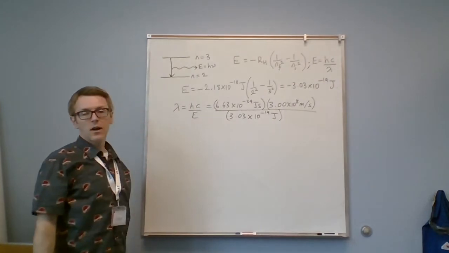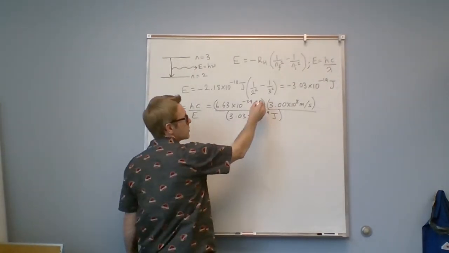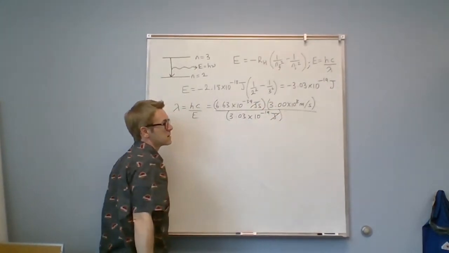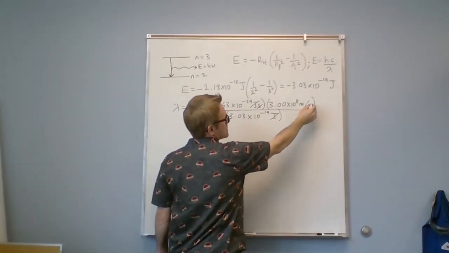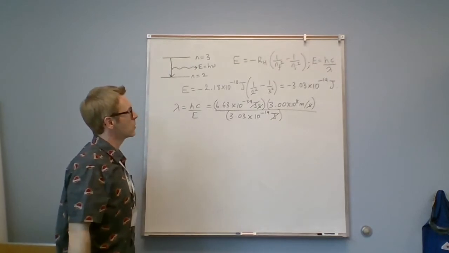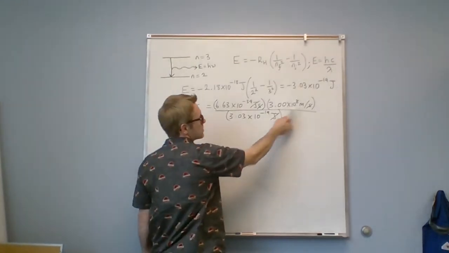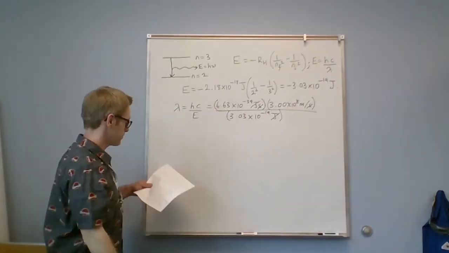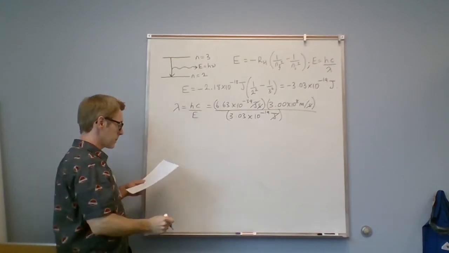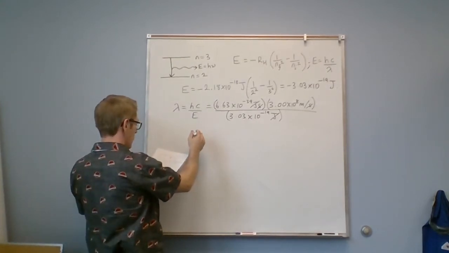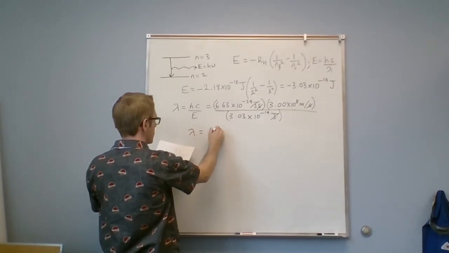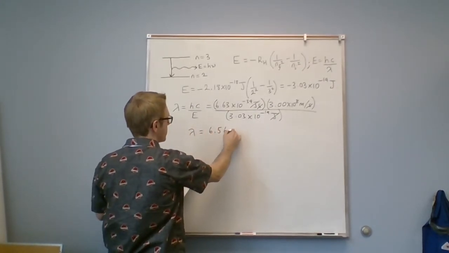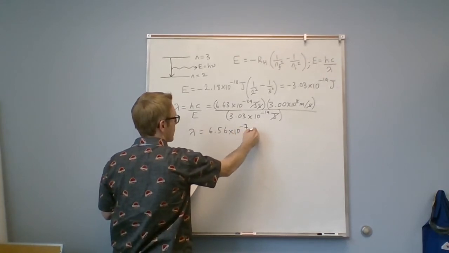You can see that our units cancel out nicely. Joule cancels. We have a second here and a reciprocal second over here. So the only unit that survives is meter, so we're going to have wavelength in meters. If we calculate this, the wavelength is 6.56 by 10 to the negative 7 meters.